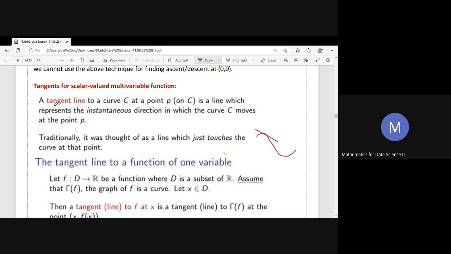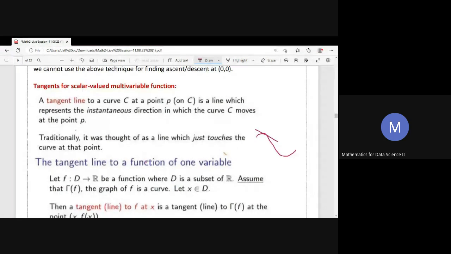A tangent line to a curve C at a point P is a line which represents the instantaneous direction in which the curve C moves at that point. Suppose you have a tangent line like this. Now you know that the direction of the slope is moving towards the right. So the slope is like this. It tells you the instantaneous direction in which the curve is moving. Also, we usually say the line which exactly touches the curve at a point.